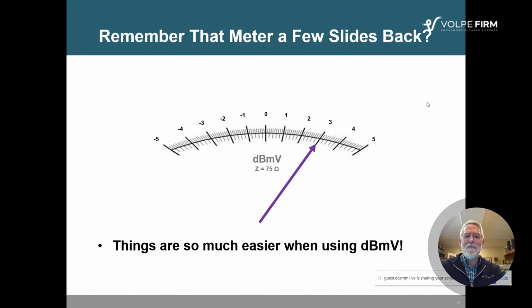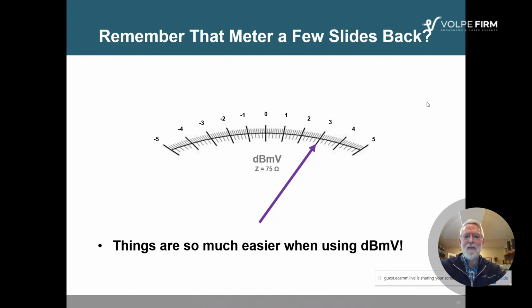Here it is in dBmV. And by the way, all those values that are on that slide equal these values in dBmV. So you can see, oh, it is so much easier. So we got minus 5 dBmV to plus 5 dBmV. And this is what I want to have on my meter, nice, easy to read numbers, versus that first slide that you showed us that was so complicated to read.